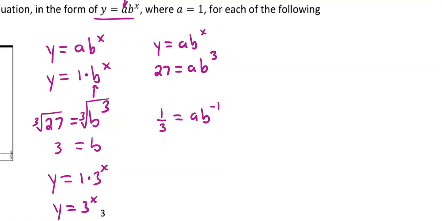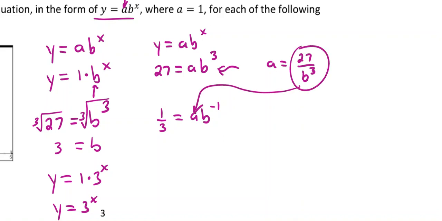We can do it however we want. Maybe this one: we could rewrite this as a is equal to 27 over b to the 3. And now I could replace a with 27 over b to the 3. So in that case, we'd have 1 over 3 is equal to 27 over b to the 3, and then times b to the negative 1, which is the same as 1 over b.